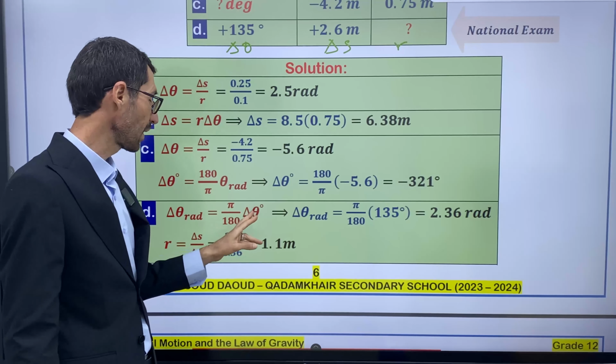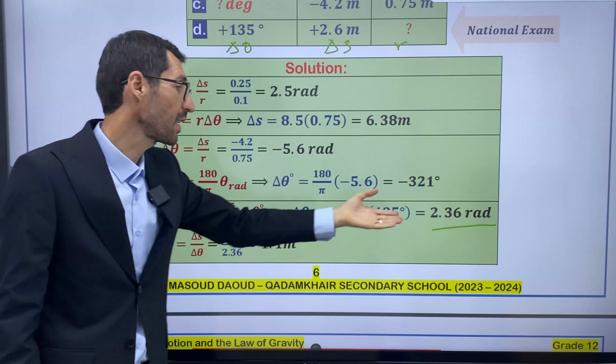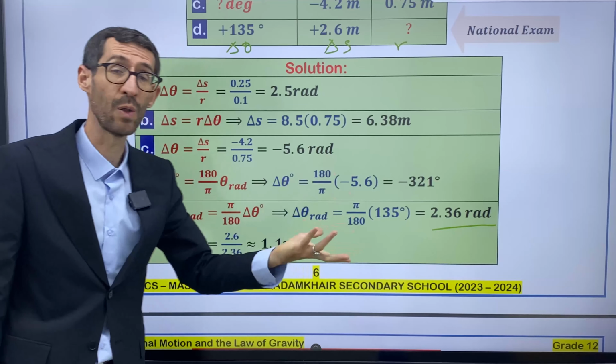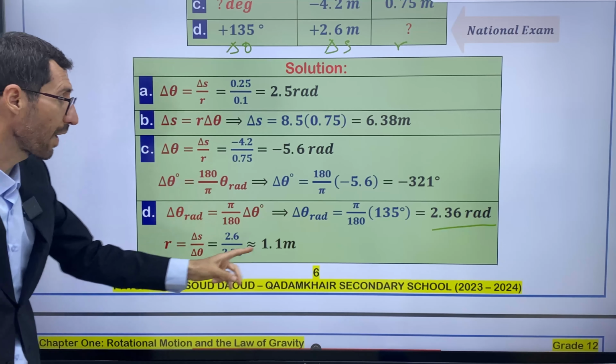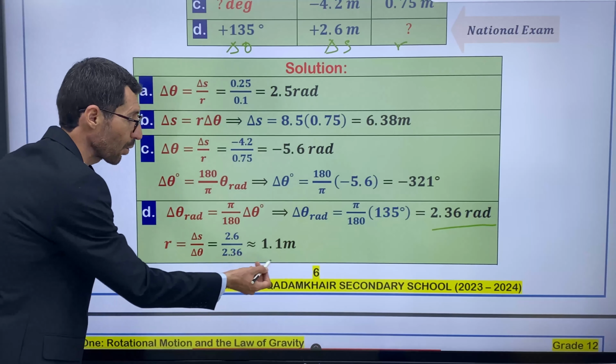Right after that, you have to write the rule. R is equal to delta S over delta theta. This one is delta S, 2.6, divided by the number that you found, right? The information was not convenient, because we had delta theta in degree. We had to convert it into rad. That's why it takes more than one step. It's easy. 2.6 divided by 2.36 is approximately equal to 1.1 meters. This was the question of the national exam.